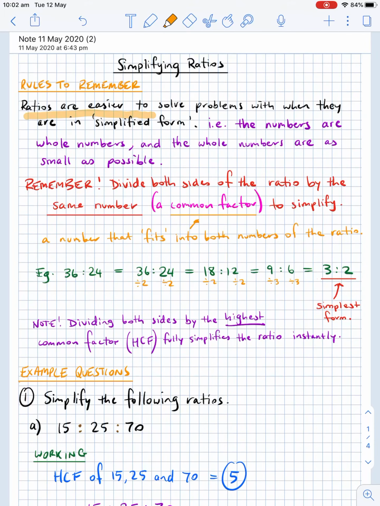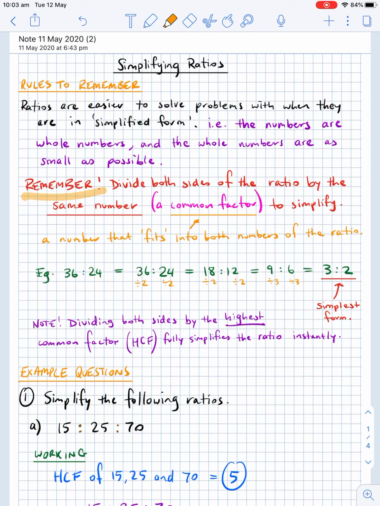So ratios are easy to solve problems with when they are in simplified form, i.e. the numbers are whole numbers. It's really important that they're only whole, we don't want to deal with fractions or decimals. And the whole numbers are as small as possible. Obviously, smaller numbers are easy to work with, easy to manipulate. So we need to be able to make a complicated ratio with really big numbers or with fractions or decimals turn into a ratio that is as simple as possible.